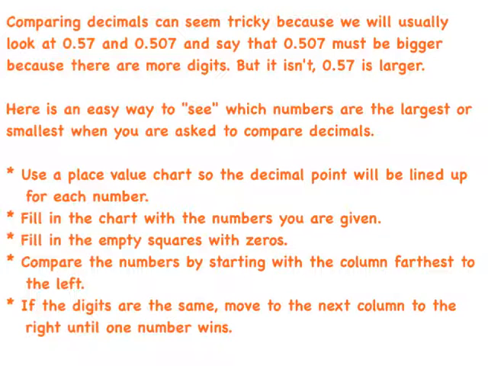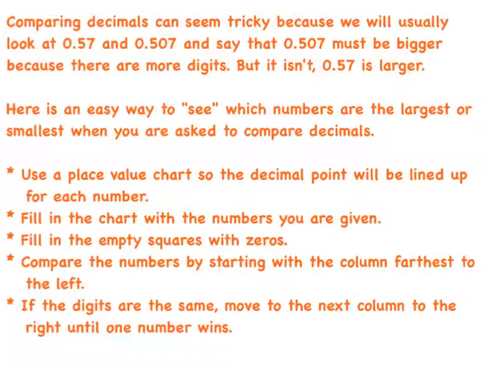Comparing decimals can seem tricky because we will usually look at the numbers 57 hundredths and 507 thousandths and say that 507 thousandths must be bigger because there are more digits. But it actually isn't. 57 hundredths is larger.